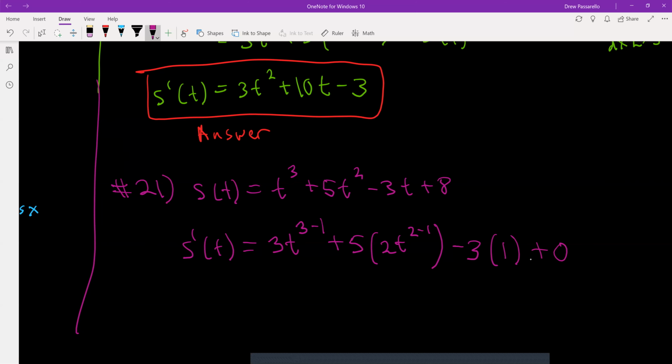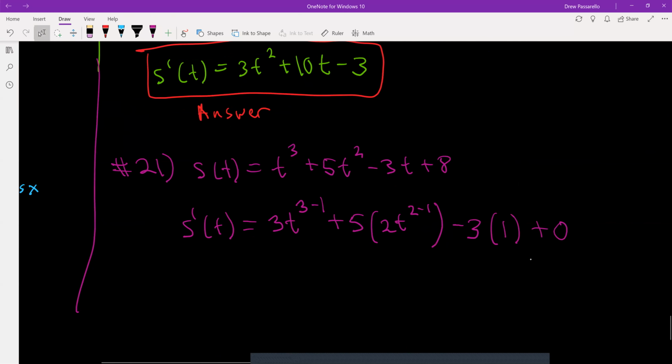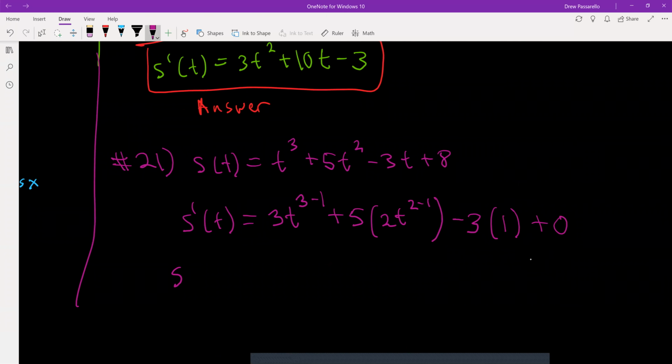All right, so I pretty much skipped some steps here, and now I can pretty much have the answer at this stage. If I simplify this, this will be 3t squared, 5 times 2 plus 10t, and then minus 3. All right, that's how I normally will do it.